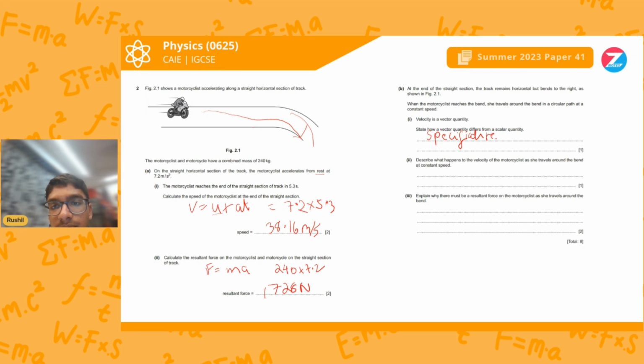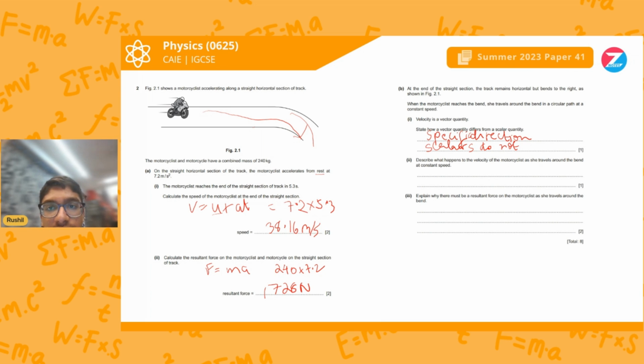That's what makes it different from a scalar quantity. It has specific direction. Scalars do not have one. Describe what happens to the velocity of the motorcyclist as she travels around the bend at constant speed.